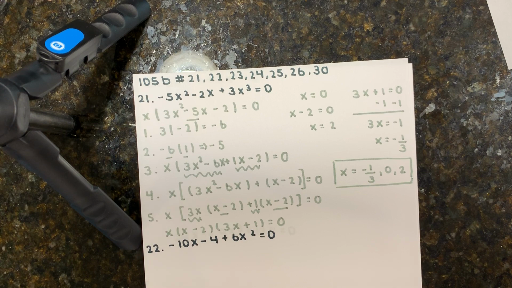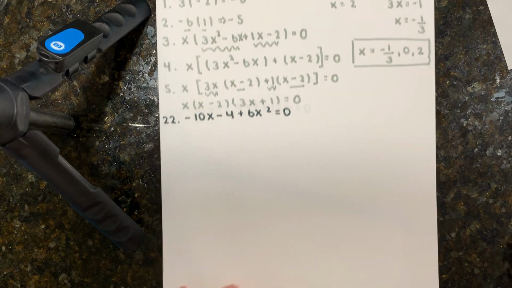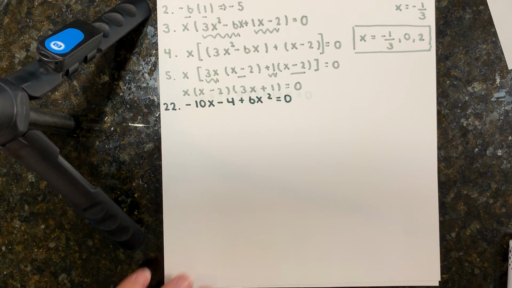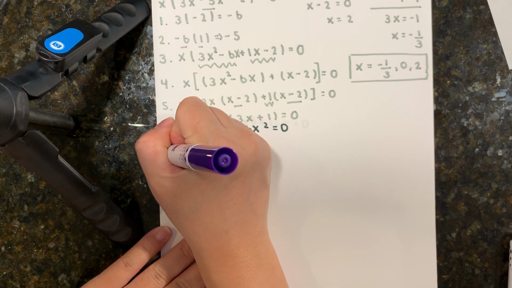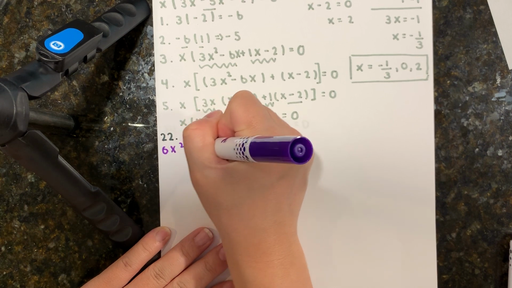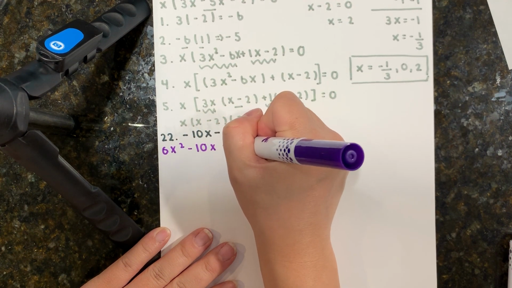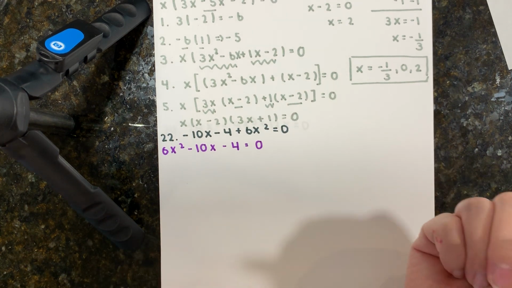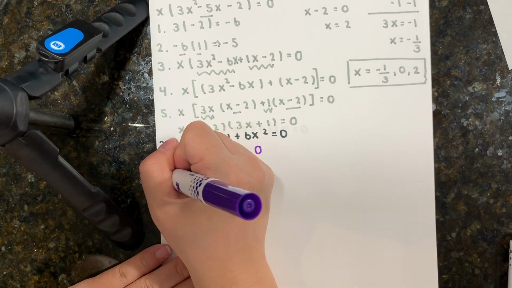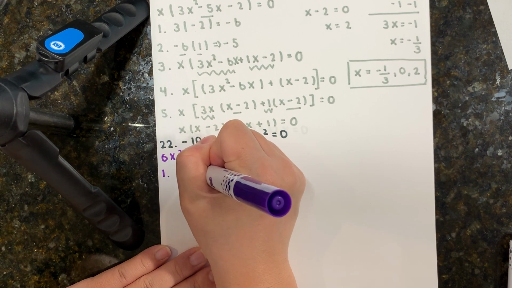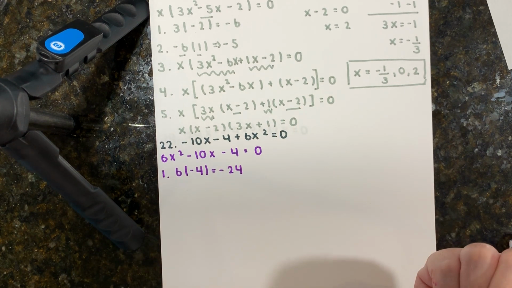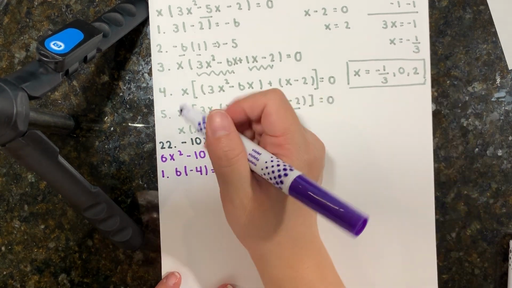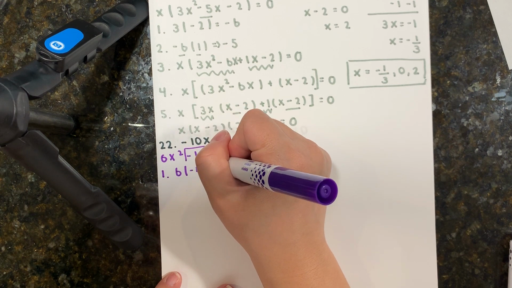Okay, so that's all about factoring. It's all based off of our advanced factoring that we just did. So for number 10, or 22, the first thing I'm going to do is write this in descending order. So I have 6x squared minus 10x and then minus 4 equals 0. I'm going to start by multiplying the first term by the last term. So that would be 6 times negative 4, which gives me negative 24. My factors of this number need to add up to negative 10.